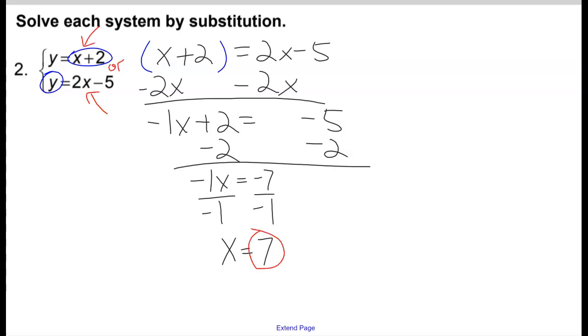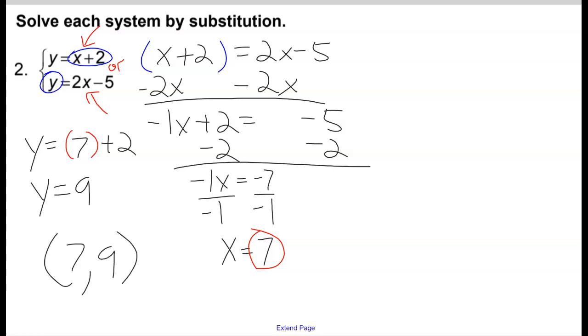Now I'm going to take that 7 and plug it back in. Again, you can plug it in either one of the equations, but which one do I put it in? The first one. So I'm going to plug 7 here. So there I got 7 plus 2, which is 9. So my solution is going to be 7, 9.